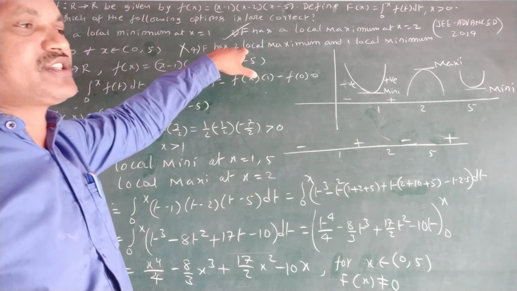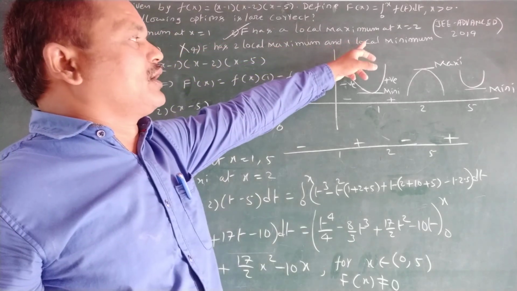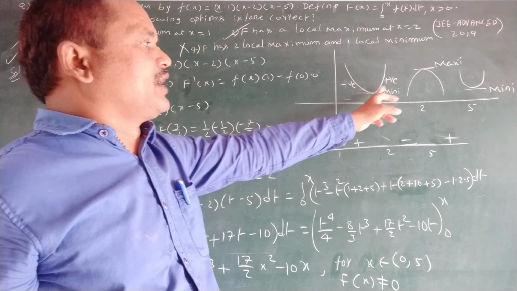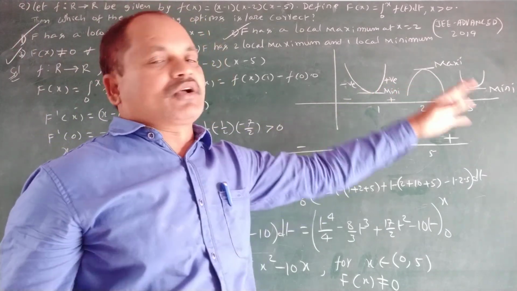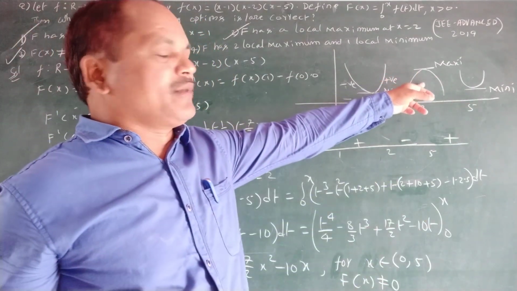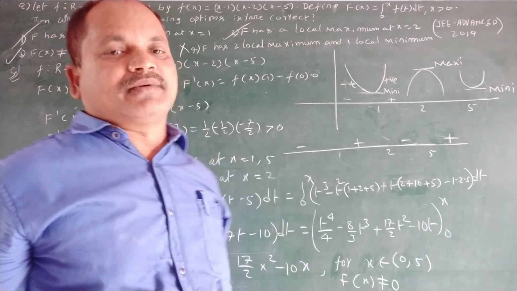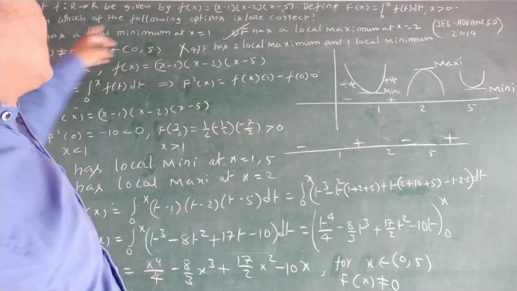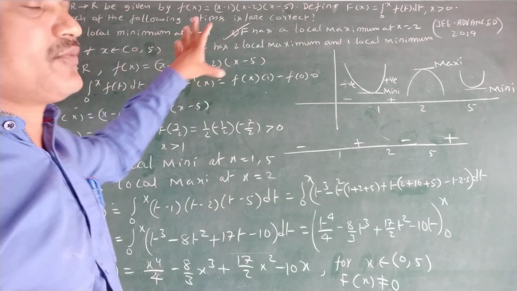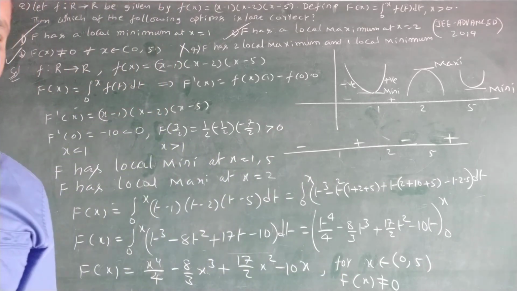The fourth option is wrong, since it gives 2 local maxima, but from the graph we identify 1 local maximum and 2 local minima. That's all. So the first option, second option and third option are correct, and the fourth option is wrong. That's all. Right? Okay.